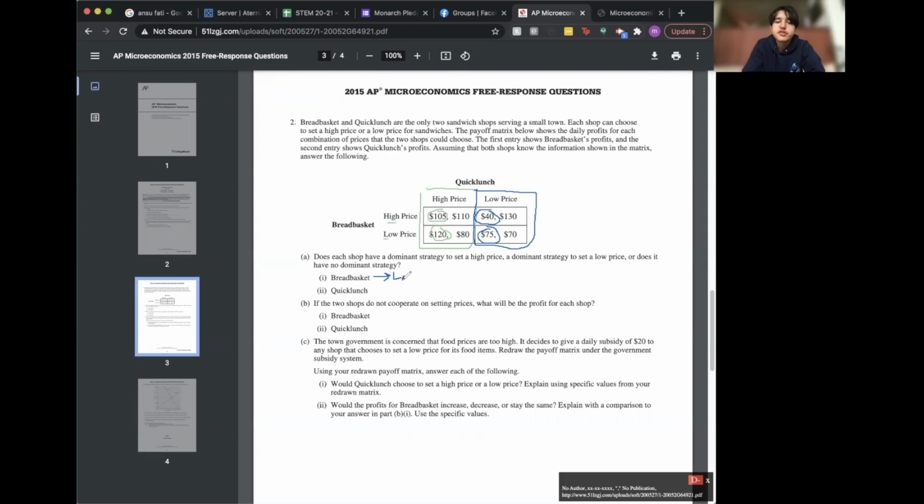Because remember, dominant strategy means that no matter what the opponent does, or no matter what the other company does, it is more beneficial for you to go one way more than the other. So no matter what, you should always choose one scenario. So no matter if Quick Lunch goes high or low, it's better for Breadbasket to go low. So now let's look at Quick Lunch.